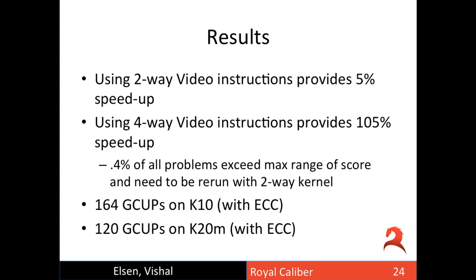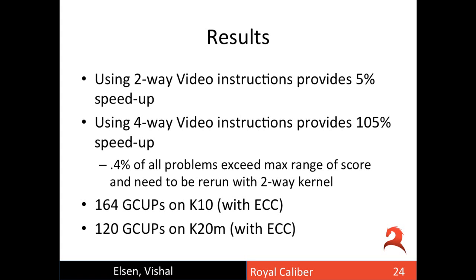But it turns out that only 0.4% of all the problems, out of millions, end up exceeding that score. We use the clamp that I was talking about earlier, and we just clamp to the maximum score. At the end, we just check which alignments have the maximum score and rerun those with the 2-way. At 0.4%, it's done really fast, and it doesn't even matter. And the end result is that on a K10, we can get 164 gigacups, and that's with the ECC on, and 120 gigacups on a K20M. And I think on a K20X, it's like 130 or 135.